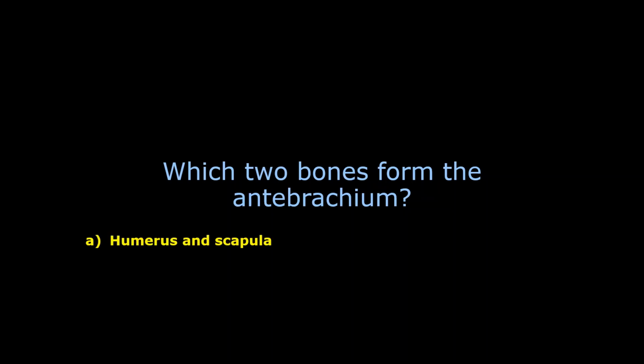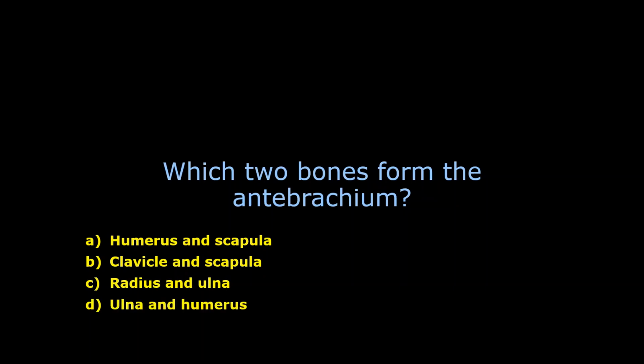So let's find it. Humerus and scapula. Now that makes up the bony shoulder. Sort of. Doesn't really make up anything. Clavicle and scapula. That is the pectoral girdle. So not quite the forearm. Radius and ulna, that is what we're looking for. That should be the correct answer. And then ulna and humerus, not really a pair. Radius and ulna is our answer.